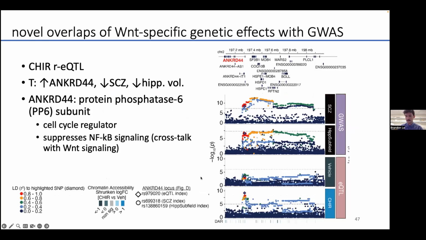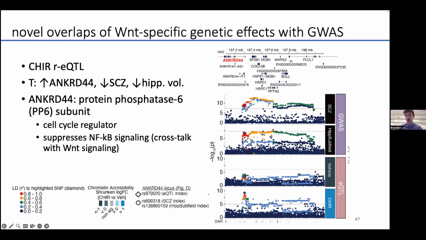So here's an example of that at the ANKRD44 locus. This locus on chromosome 2 has been associated with both schizophrenia risk and the volume of a part of the hippocampus. Here we're showing the signals for those GWAS on top. And below we found overlap with this response QTL that shows specific effects in the CHIR-stimulated state. So no effect on gene expression in vehicle, or at least not significant. And under CHIR stimulation, we see a significant effect on gene expression of ANKRD44.